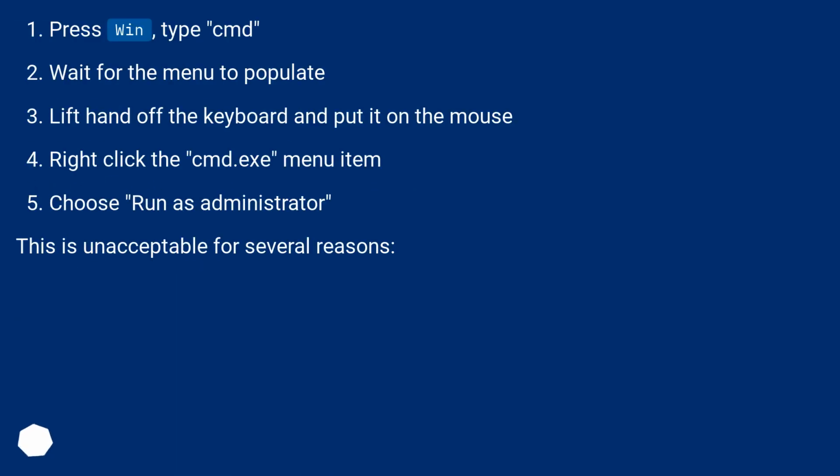Press Win, type cmd. Wait for the menu to populate. Lift hand off the keyboard and put it on the mouse. Right-click the cmd.exe menu item. Choose Run as Administrator. This is unacceptable for several reasons.